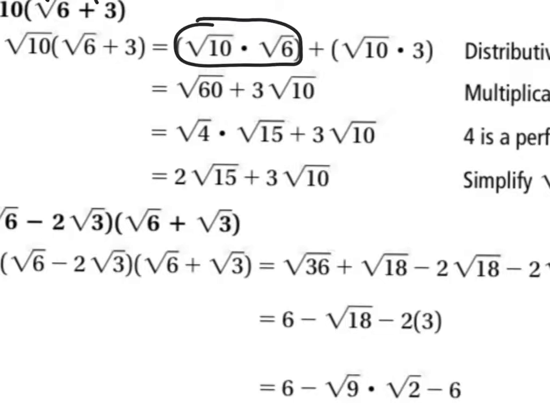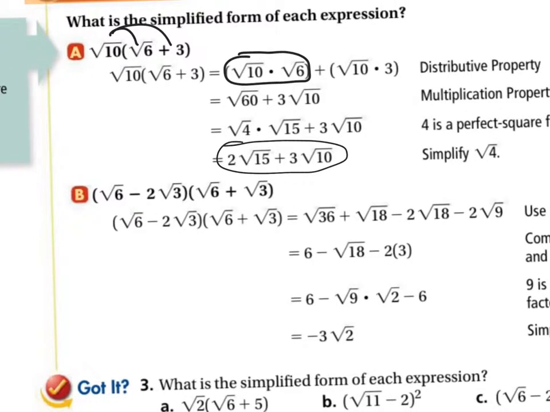And notice on this one, when we get to the end here, there are different numbers under the radicals, and we don't have any perfect squares we can factor out to get those the same as each other. So we'll just leave it like that. That will be your simplified answer for that problem.